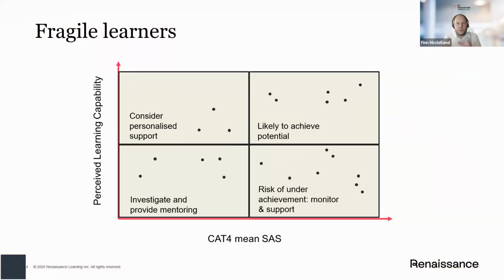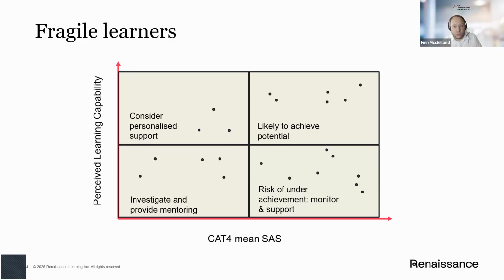So if you do use CAT4 in your school, you have the option and you may wish to triangulate your CAT4 and your PASS data. Now, a way that we suggest doing this is by plotting the mean CAT4 score against the perceived learning capabilities to gain greater insights to your students. Now, those with high CAT4 and high perceived learning capability, they're likely to achieve their potential as they have a very positive view of their above average abilities.